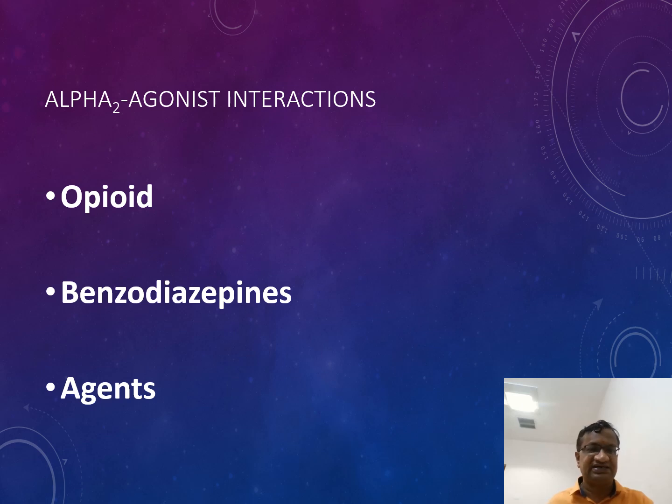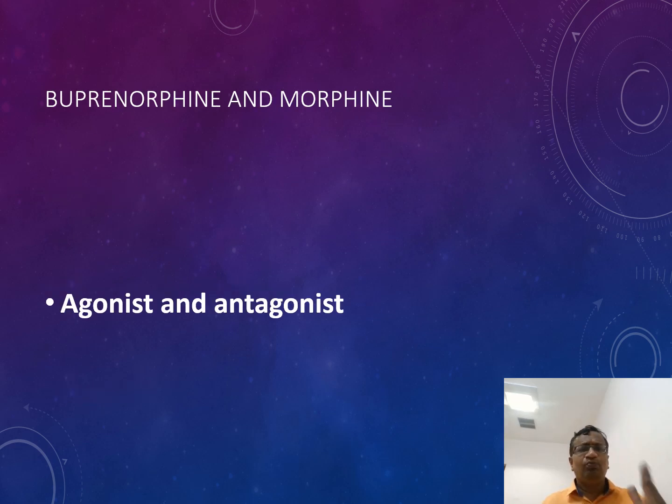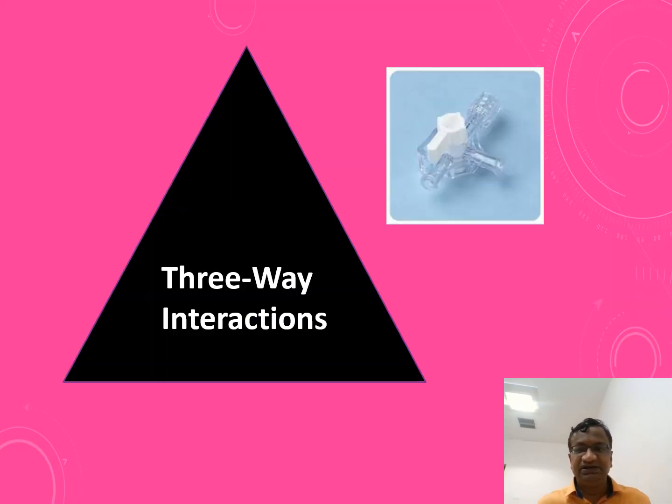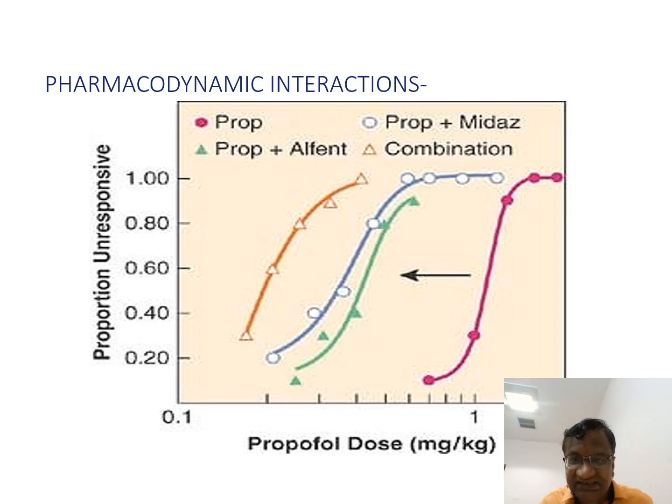Alpha 2 agonist interactions: clonidine or dexmedetomidine with opioids, dexmedetomidine with benzodiazepines, dexmedetomidine with agents. All these things are possible in an additive way. Buprenorphine and morphine, we know, agonist and antagonist. There may be three-way interactions.